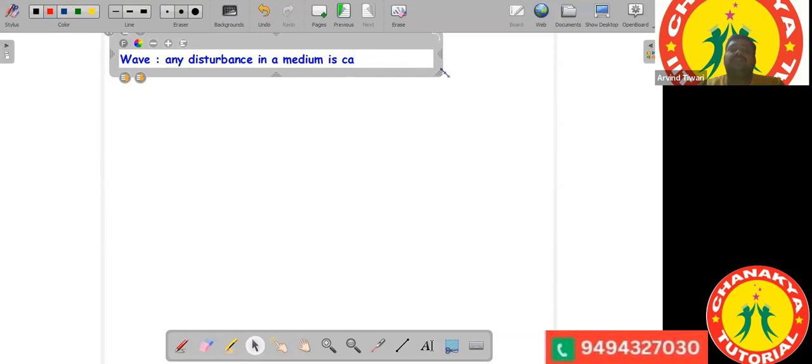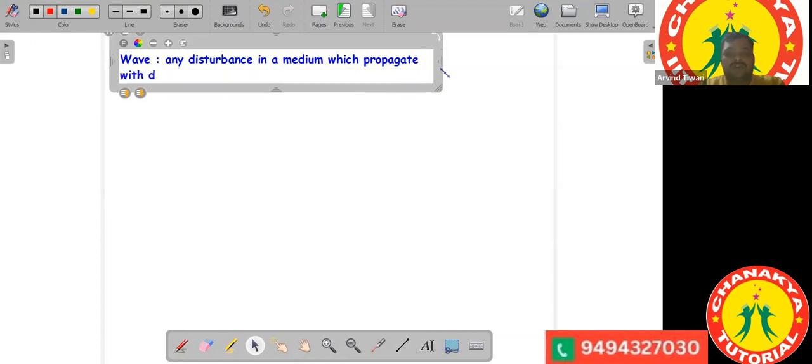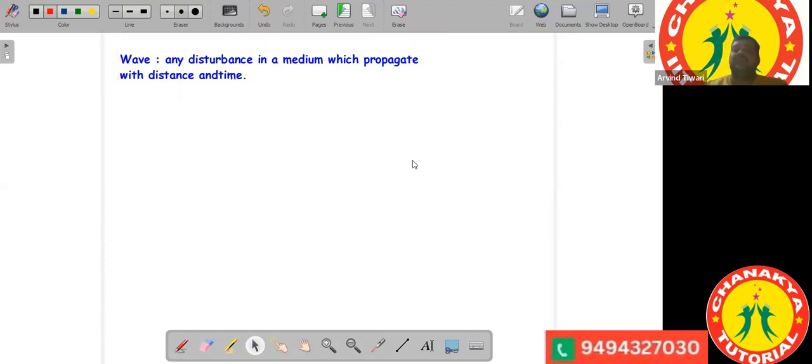You can also write like this. Any disturbance in a medium which propagates with distance and time. So what I mean by this? Let us try to represent a wave. See, wave representation, we are not drawing the diagram of how it is moving. We are drawing a graph. First of all, have an idea in your mind that we are drawing a graph. Okay, this diagram we are drawing, this is the graph.